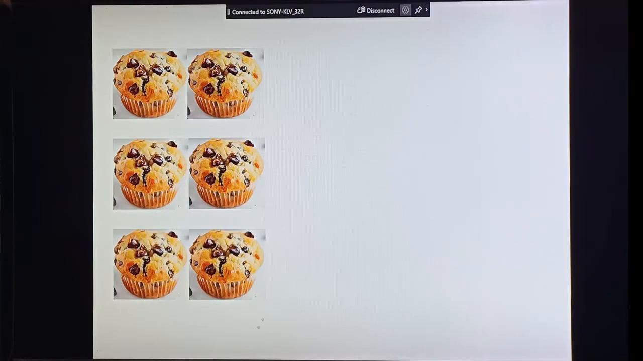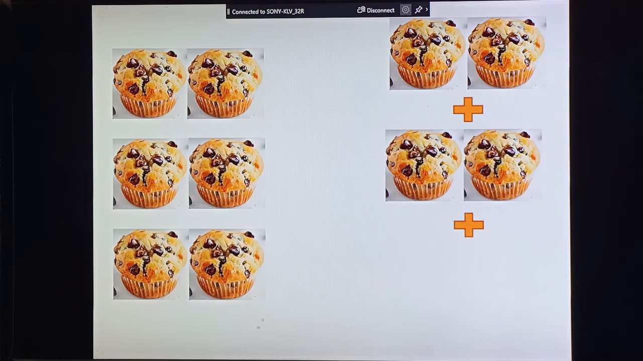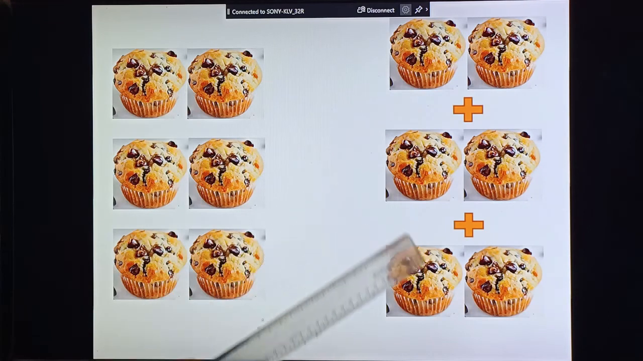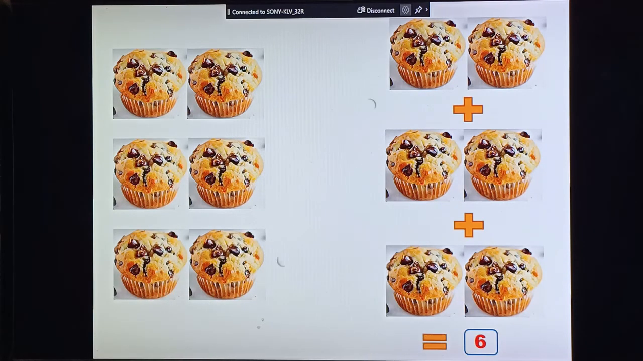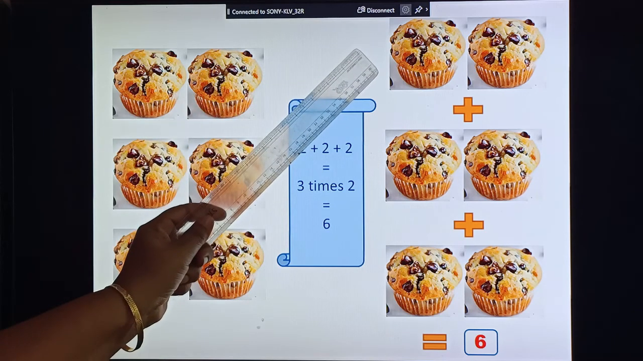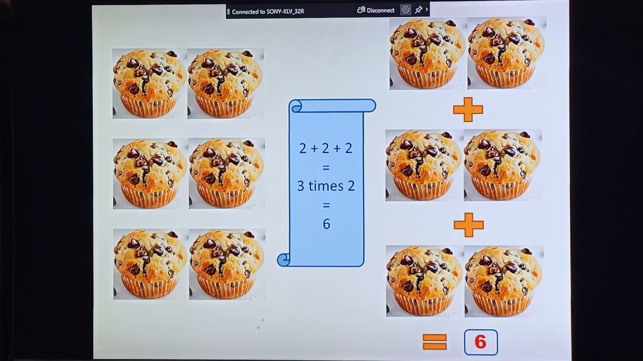Children, you can see here some muffins on the screen. If I try to add them and talk about repeated addition, how will I speak? 2 muffins plus 2 muffins plus 2 gives me the total number of 6 muffins. But when I talk about multiplication, so how many groups I have made here? I have made 3 groups of 2 muffins. 1, 2 and 3. 3 groups of 2 muffins, and so I'll speak here 3 times 2 again gives me 6.